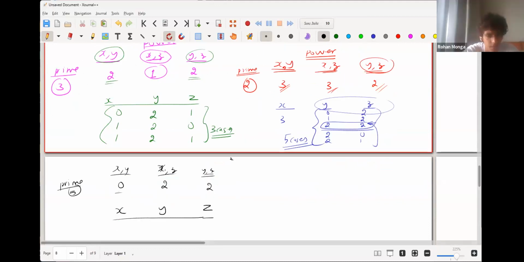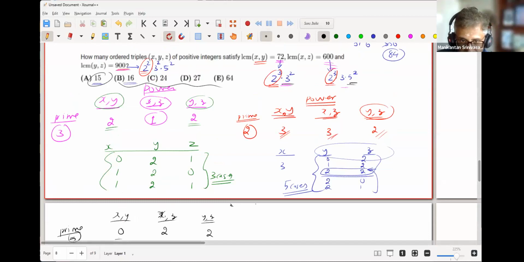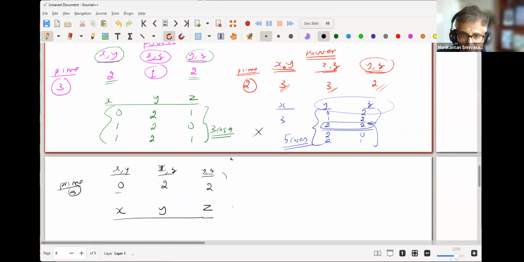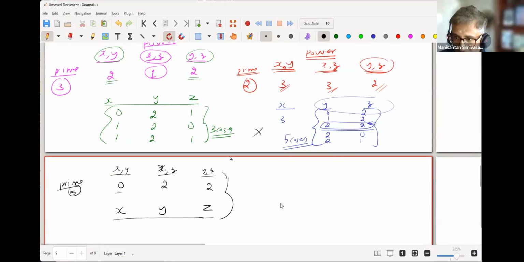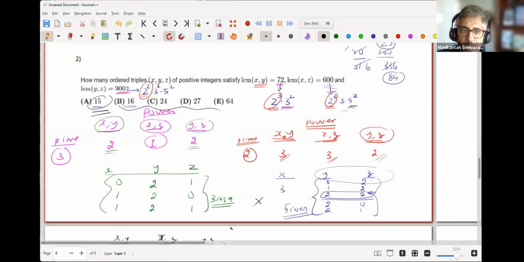Wait, I didn't understand. What did he say? No, he said we have already arrived at 3 into 5, which is 15 cases. So if at all this were 2 cases or 7 cases, whatever it is, it has to be a multiple of 15. Correct? And among the answer choices, he saw 15 is the only multiple of 15. All of these are not multiples of 15 at all. So why waste time? Understood? No.